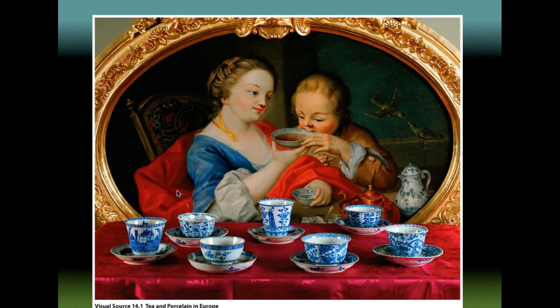This one is called Tea and Porcelain in Europe. Tea, of course, comes from India. Porcelain, where does that come from? China. And we see here two European people drinking tea out of this porcelain, which is, I think, pretty ironic and interesting of a situation. I don't know if the guy to the right is her partner or a child. I really can't tell. It's kind of an interesting image, though. And it's a painting behind it, and it's a real photograph of porcelain in front.